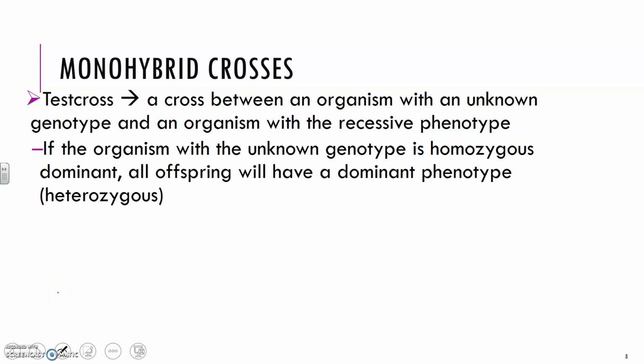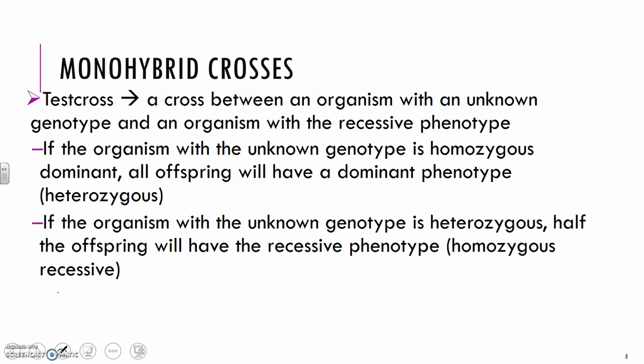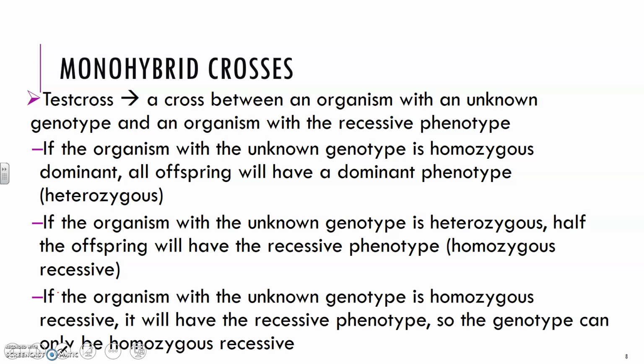So if the organism with the unknown genotype is homozygous dominant, all offspring will have the dominant phenotype. They will be heterozygous offspring. If the organism with the unknown genotype is heterozygous, half of the offspring will have the recessive phenotype and be homozygous recessive. The other half will be heterozygous. If the organism with the unknown genotype is homozygous recessive, it will have the recessive phenotype, so its genotype can only be homozygous recessive. So it's not an unknown genotype at that point. You already know what it is.